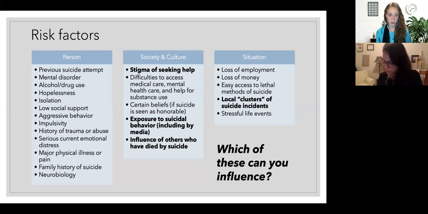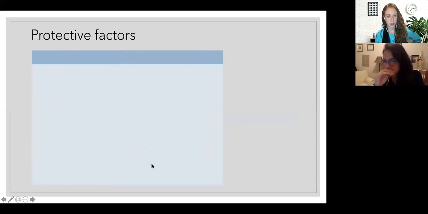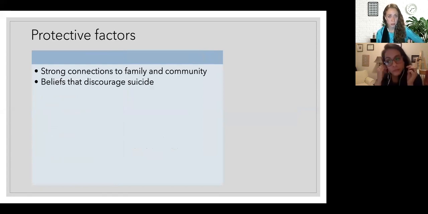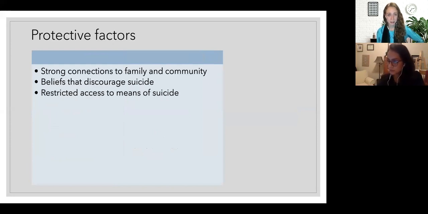The next piece that we'll talk about are what we call protective factors. This is another mental health term, very similar to risk factors, except on the other side. These are things that, when they're present, tend to keep people safer if they're thinking about suicide. And these are some important ones. They include things like having strong connections to your family and to your community, having people around you that you know care, having beliefs that discourage suicide for whatever reason that might be, having restricted access to means.